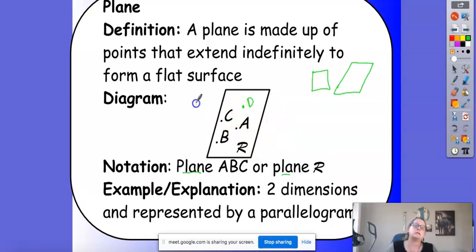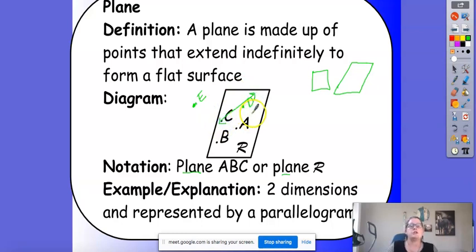Now notice this. That is not on the plane. So in other words, if I have my piece of paper here, maybe that point's way out here. It's not on the plane. The other thing I can do is draw lines on the plane. Let's say I could draw a line here.